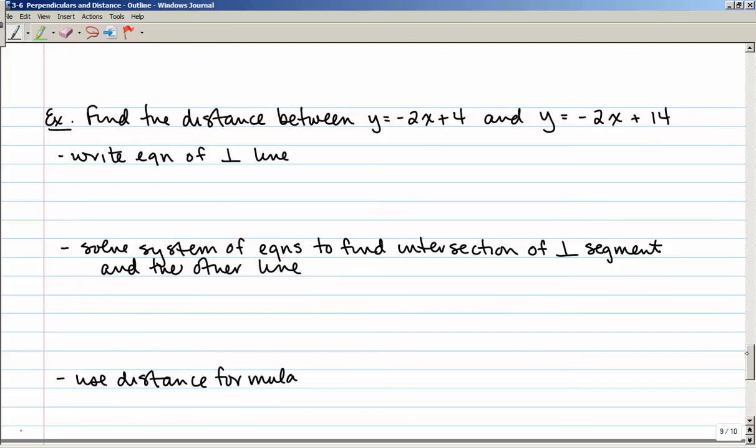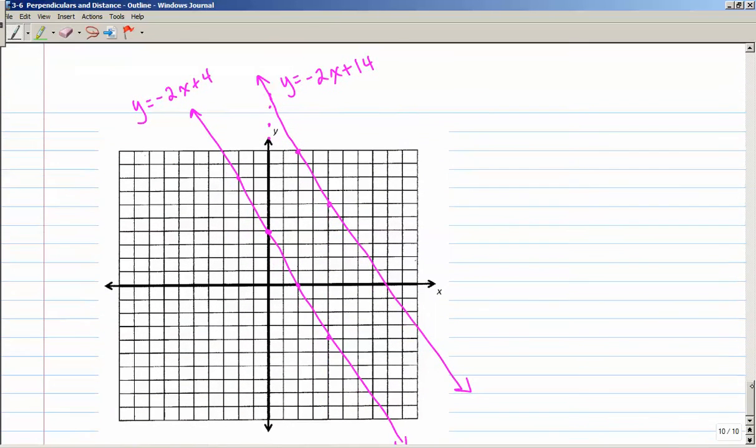And here's another last example. We need to find the distance between these two lines: y equals negative 2x plus 4 and y equals negative 2x plus 14. Notice these two lines are parallel to each other because they have the same slope of negative 2. And in fact, here's a picture of what they look like. My lines aren't super straight, but you kind of get the idea.